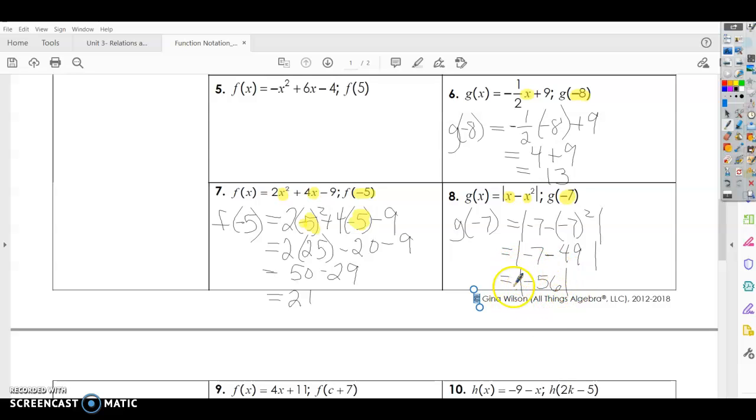And now the last thing is, what does the absolute value mean? Absolute value means distance from 0. So when you take the absolute value, you're going to get a positive number as long as there's not a negative on the outside. So in this case, the absolute value of negative 56, the negative's on the inside, the absolute value means distance from 0 is 56.